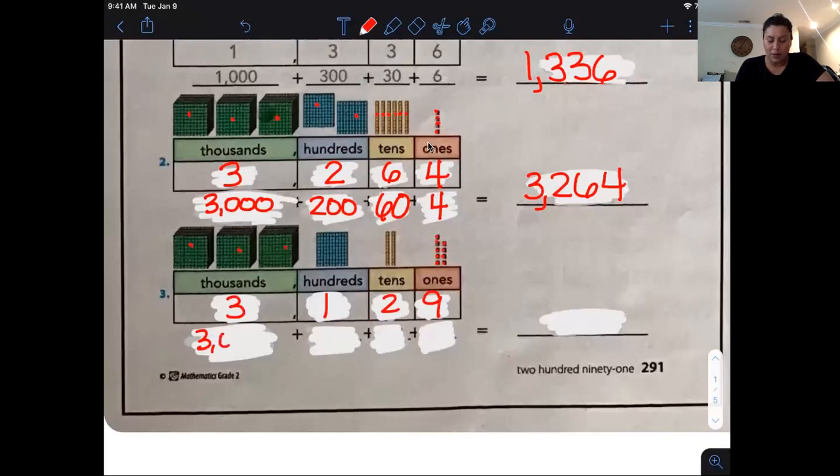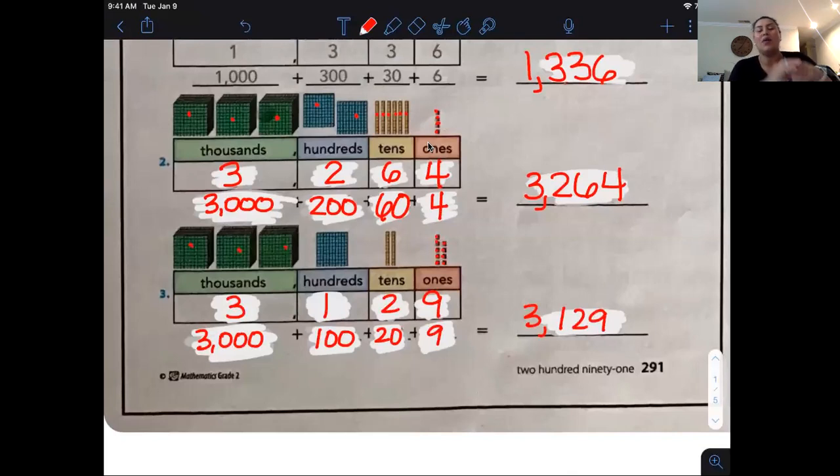3,000 in expanded form would be 3, comma, and 3 zeros. 100 in expanded form would be 1 and 2 zeros. And 2 tens would be 20. And 9 ones would be a 9. Okay, let's write this whole huge number in standard form on the line over here. 3,129. Wow, friends, you're doing so good.